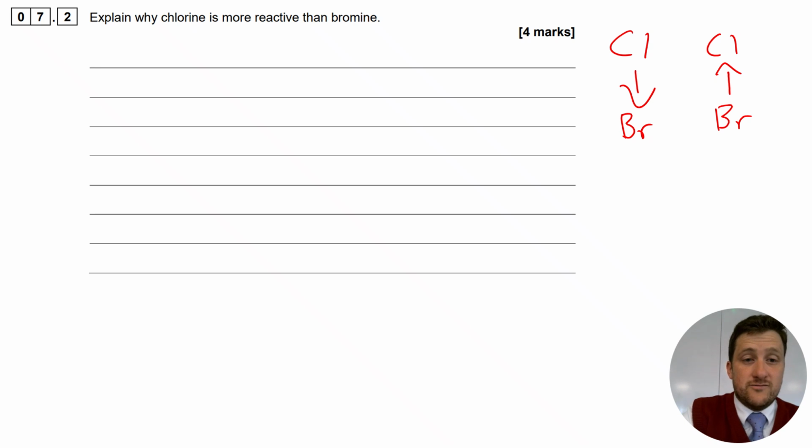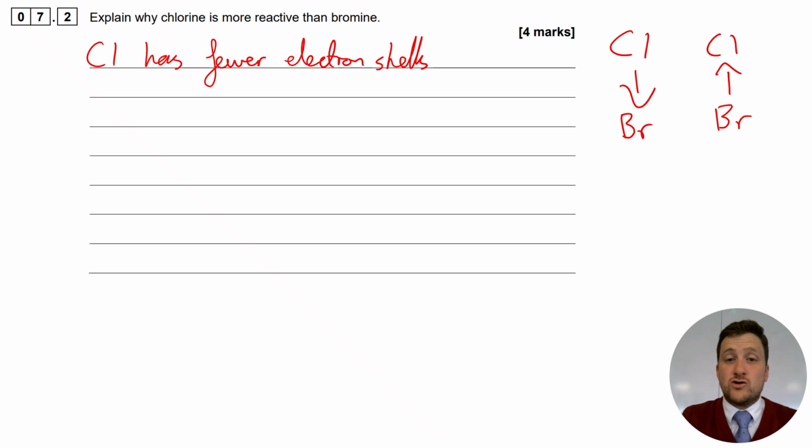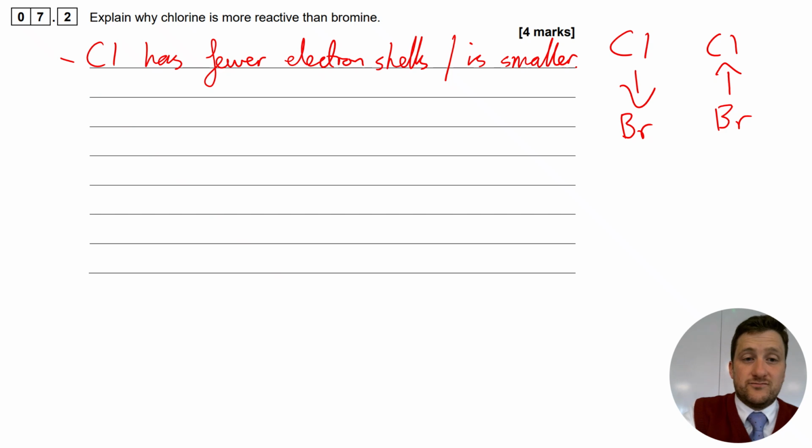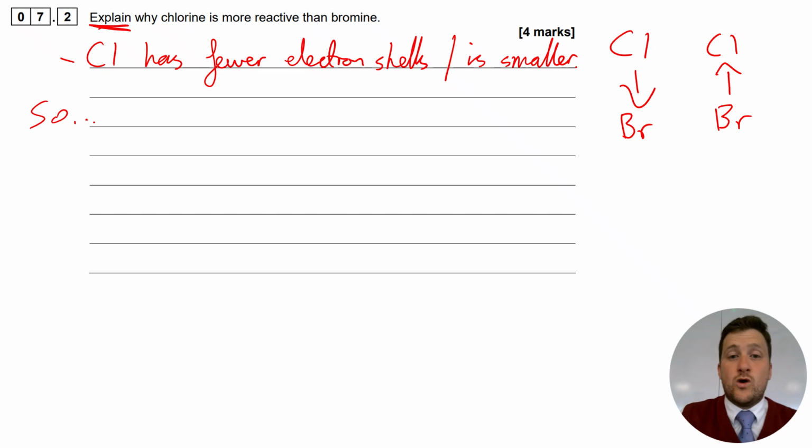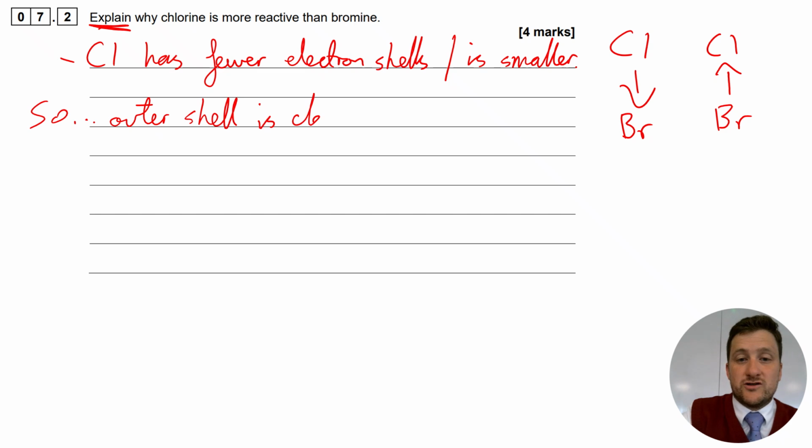So, chlorine has fewer electron shells. Okay, we can talk about electron or energy levels. We tend to talk about electron shells. You could also say chlorine is smaller. It is a smaller atom. Now, remember it's an explain question, so we can then do a "so". Why do the electron shells matter? Well, it means the outer shell is closer to the nucleus.